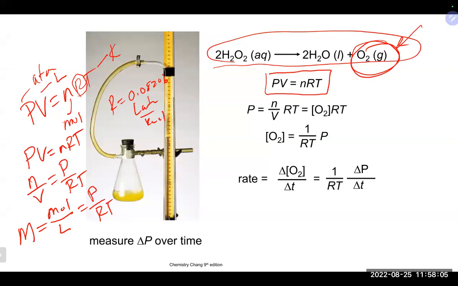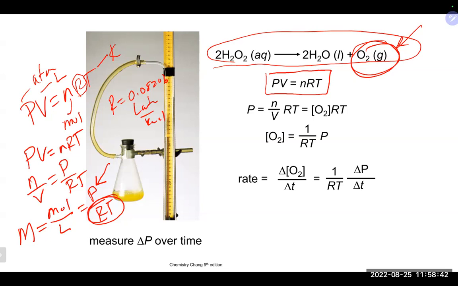R is obviously a constant, which means it's not going to change. If you did this experiment, there's a pretty good chance the temperature is going to stay the same. You're in the same room. It's probably not changing either, which means for the most part, these guys here are constants. That means really the only thing that you would need to monitor in this type of experiment would be the change in pressure. And by monitoring the change in pressure, you would be able to figure out, by using some calculations, how the molarity of that gas is changing over time.